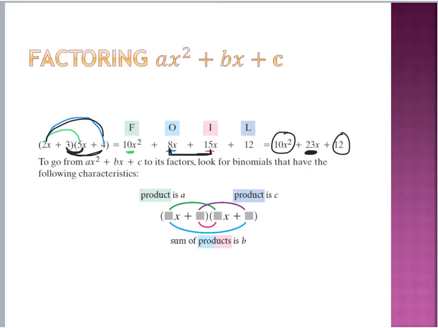And then this little image down here at the bottom, I like this because it just reminds you that when you have a trinomial in ax squared plus bx plus c form, your a value comes from multiplying the two first terms together. Your c value comes from multiplying the two last terms together. And then your b is the sum of the products in the middle here. So you take the two outside terms, add those to the product of the two inside terms.